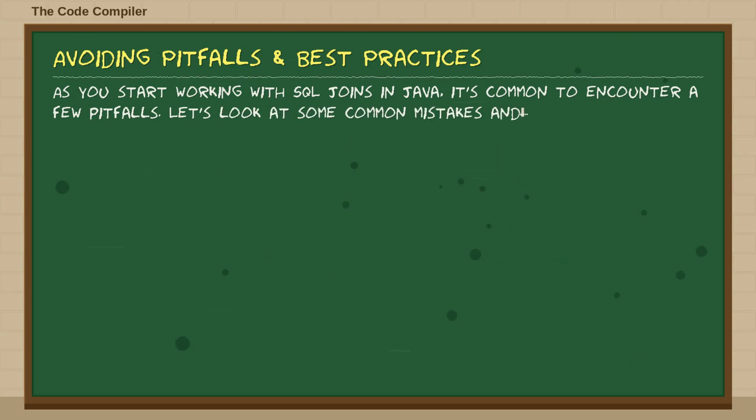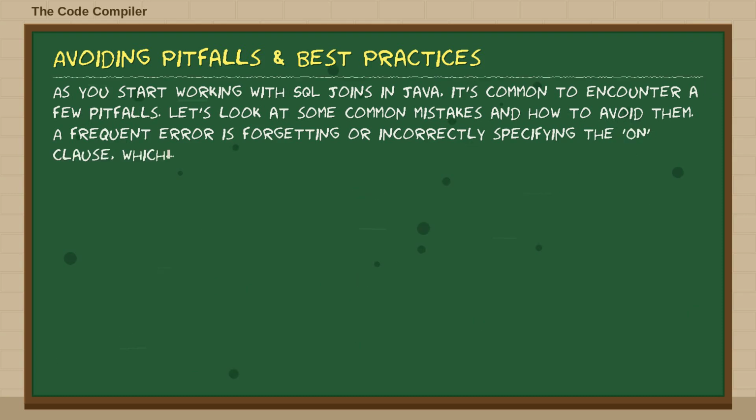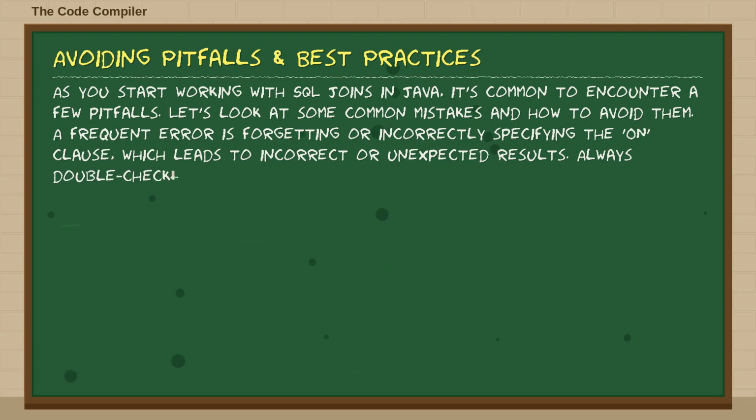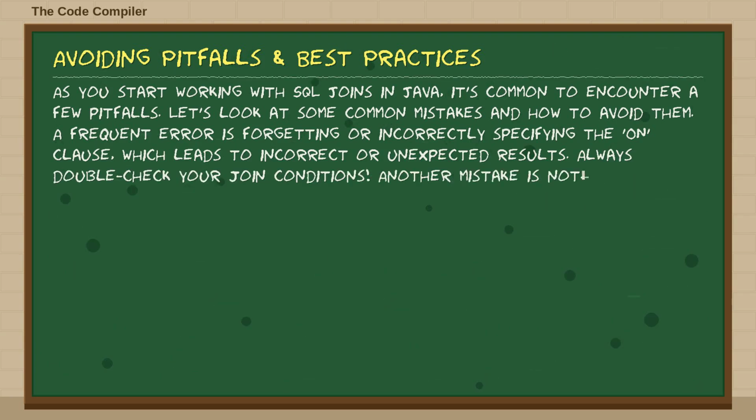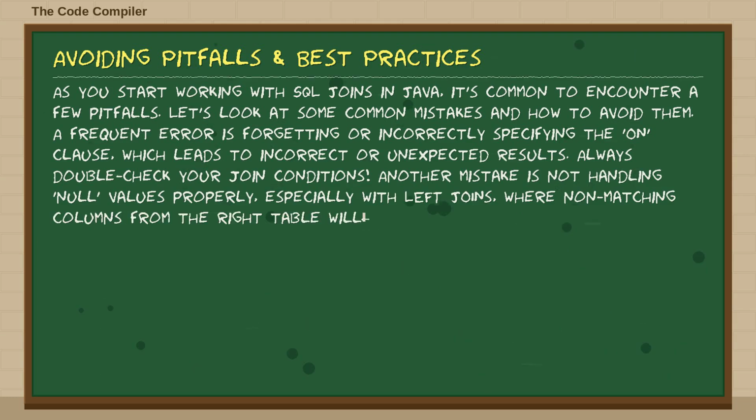A frequent error is forgetting or incorrectly specifying the ON clause, which leads to incorrect or unexpected results. Always double-check your join conditions. Another mistake is not handling null values properly, especially with left joins, where non-matching columns from the right table will be null. In Java, remember to check for null before accessing string methods.